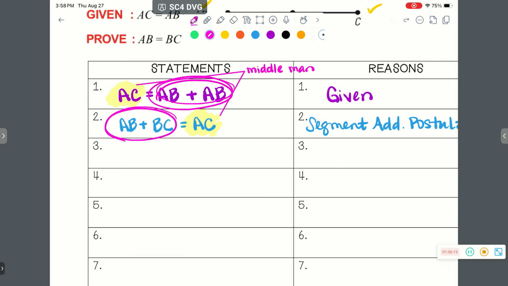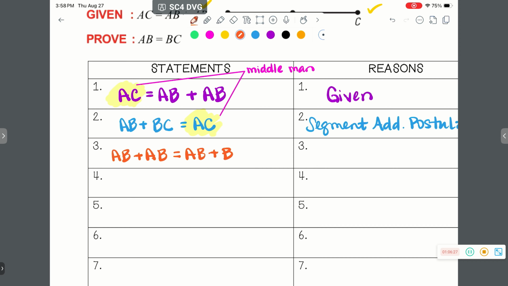I know what you're going to say. Hold on just 1 second. So if they equal AC, then they equal each other. So I'm going to write AB plus AB equals AB plus BC. I can merge lines 1 and 2 because they're equal to AC. Okay, Shelby, what were you going to say?